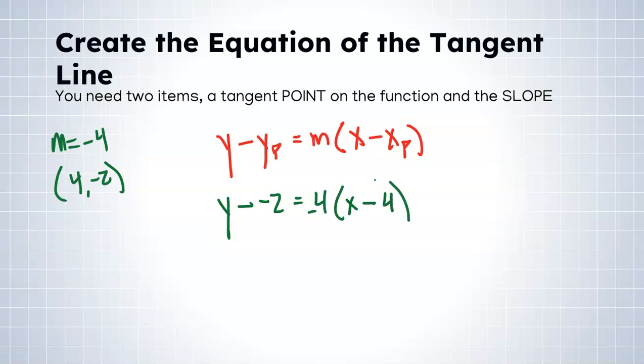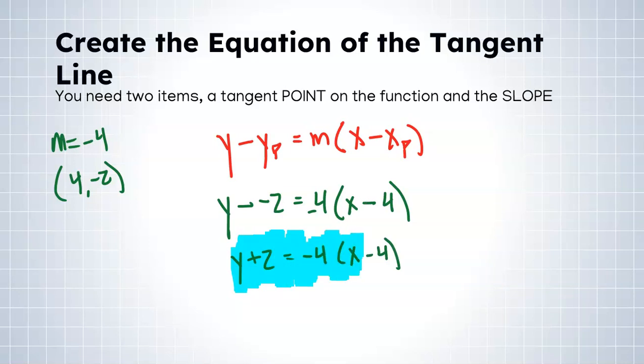Now I'm going to be honest, we could clean this up a little bit and write y plus 2 equals -4 times x minus 4. Listen, there's actually nothing wrong with stopping right here and labeling this as your final answer. The question did not specify to find an equation in slope-intercept form or standard form or any specific form. So once you use point-slope form, you have an equation. Doesn't matter if it's not in a specific form, it is an equation.